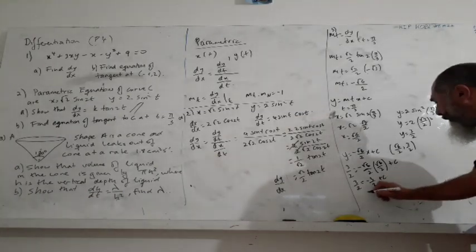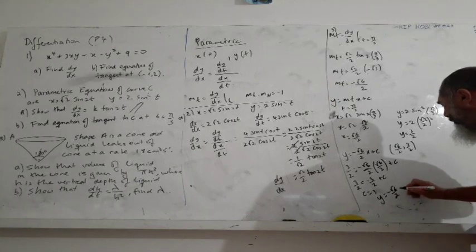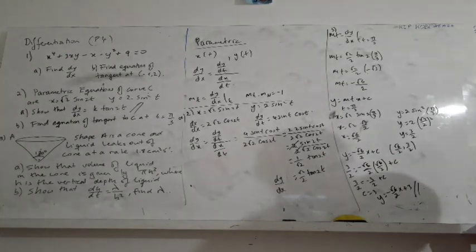y becomes minus root 6 over 2 x plus 3. Yes, that's the answer for example 2 there. And that's an example of parametric differentiation.